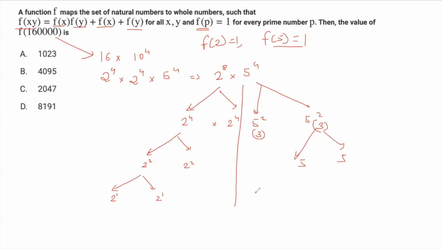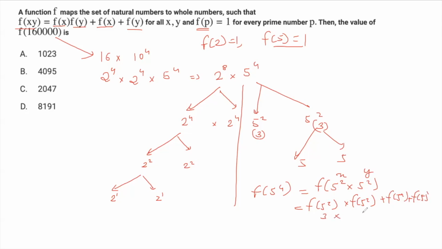And now by the same logic, we can also find f(5^4), which can be further split as f(5^2 · 5^2). This is like f(x·y), right? So f(5^2)·f(5^2) + f(5^2) + f(5^2). f(5^2) we know is 3, so 3 into 3 plus 3 plus 3. 3 3s are 9, plus 3 plus 3, that's 9 plus 6, 15. So f(5^4) we have simply found as 15 in this case, right?